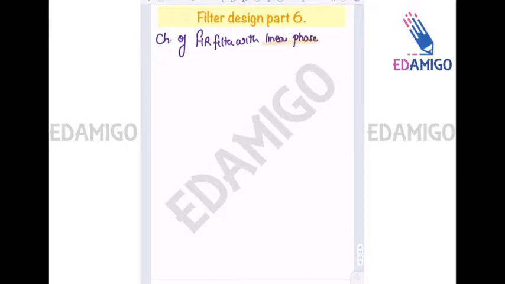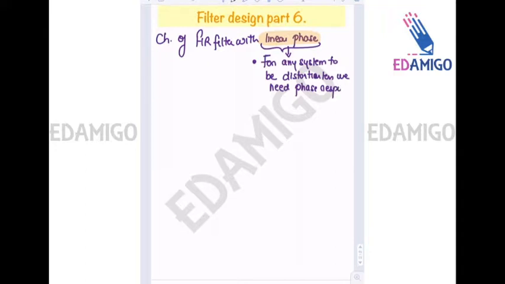Okay, so what is the importance of linear phase? I think you all know that. So the importance of linear phase is that for any system to be distortionless, we need the phase response of the system to be linear phase.